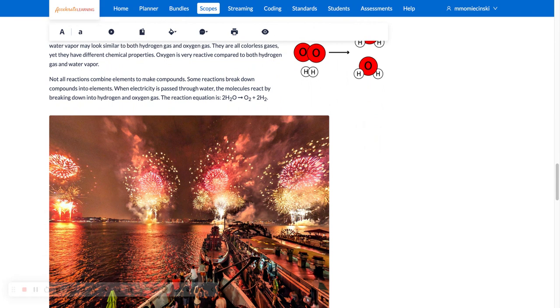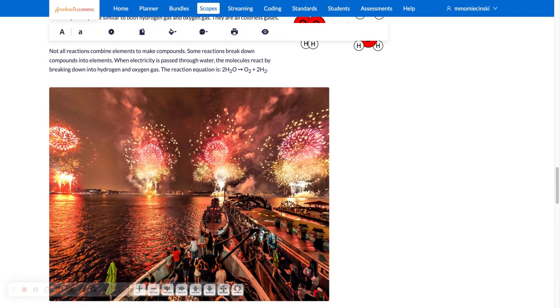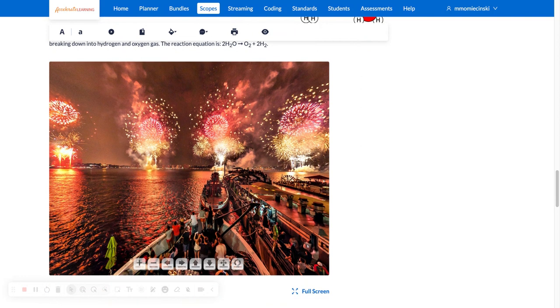Not all reactions combine elements to make compounds. Some reactions break down compounds into elements. When electricity is passed through water, the molecules react by breaking down into hydrogen and oxygen gas. The reaction equation is.